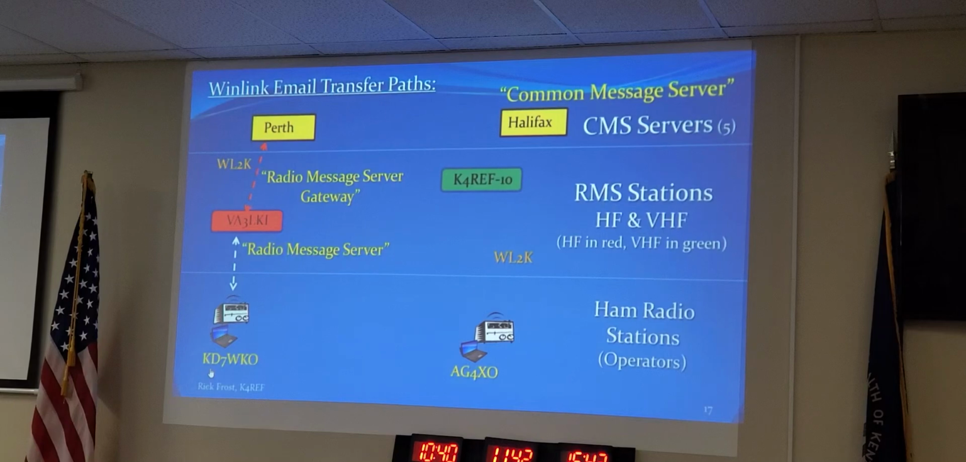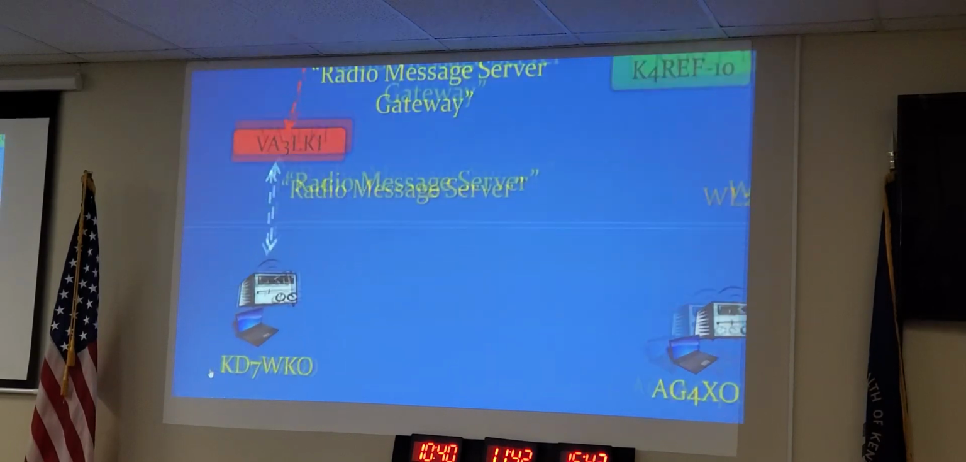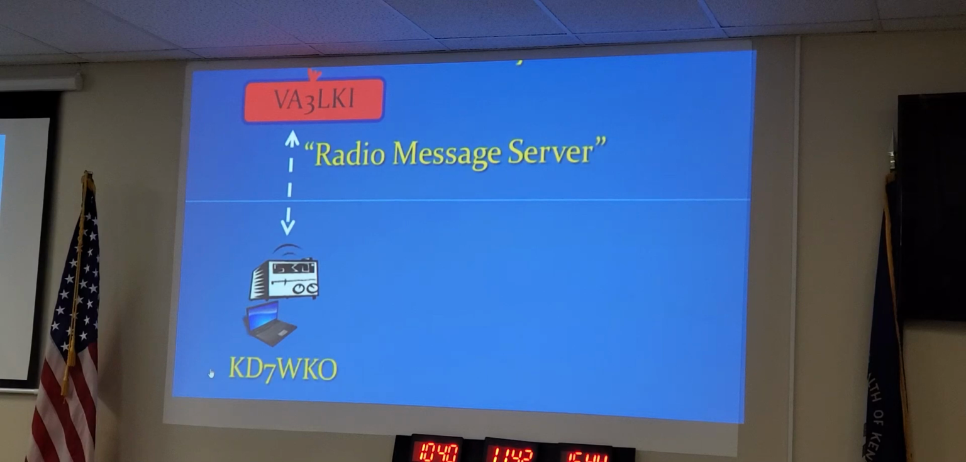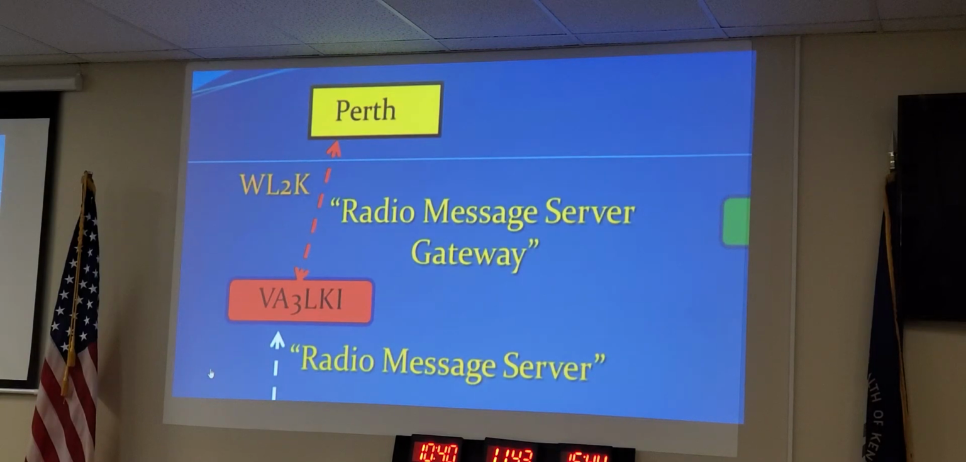KD7WKO starts out by contacting a RMS station. In this case, it's VA3LKI, my friend Michael's PACTOR station in Canada. And that's a gateway. RMS stations are called radio message servers. KD7WKO uses RMS Express to pass his email to VA3LKI. If that station is connected to a CMS server, in this case Perth, then VA3LKI is considered to be a radio message server gateway because it has access to the internet and to Perth. So the email message reaches Perth.